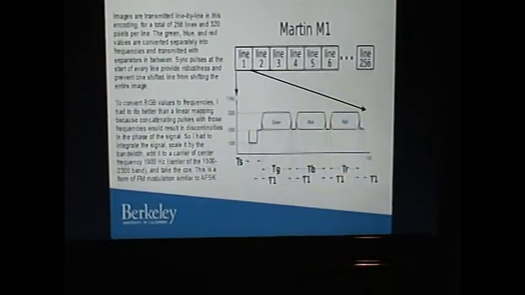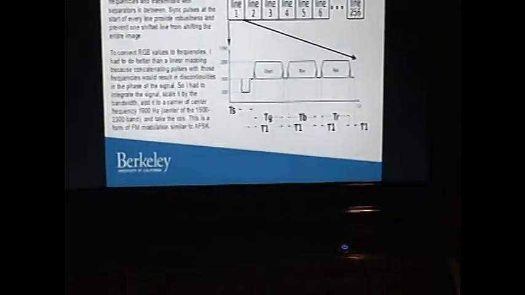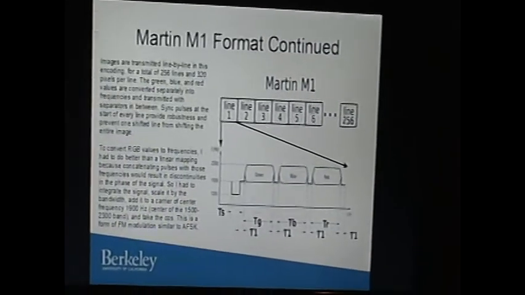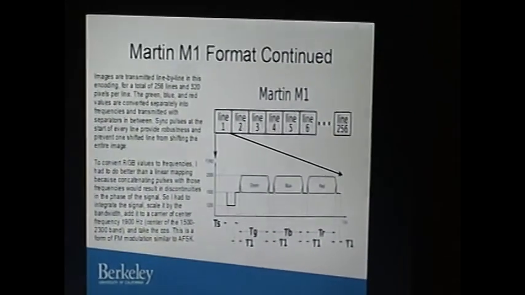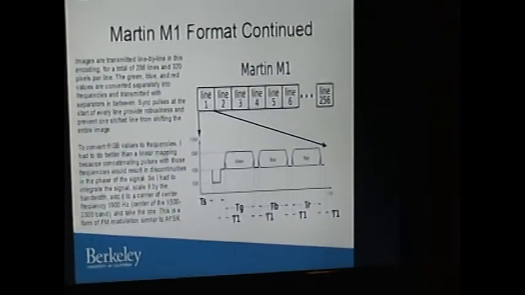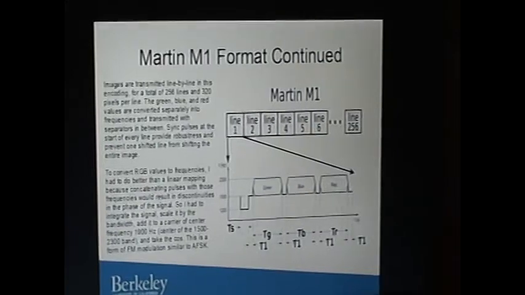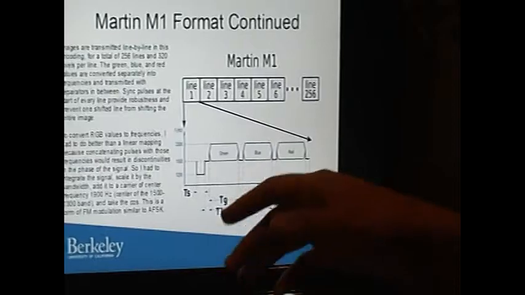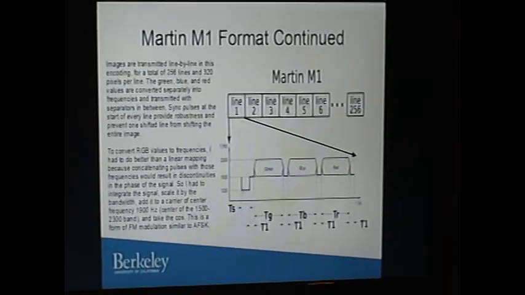And so first you use a linear mapping to convert RGB values to frequencies, and then you would think that you could just create sinusoids of these frequencies and just transmit the pulses. But these sinusoids, if you try to concatenate them, the phase of that output will be discontinuous. So you do a form of FM modulation very similar to AFSK, in which you just create a pulse with the carrier of the center frequency 1900 hertz, and then you add to that a scaled integral of the frequency vector that you create with the frequencies that represent your image.